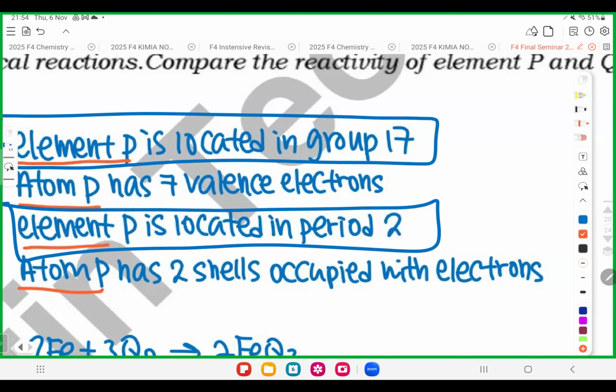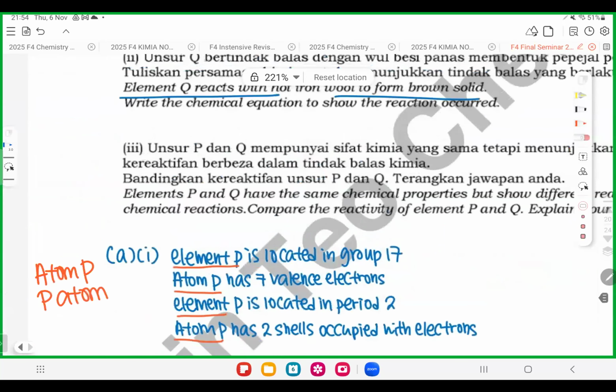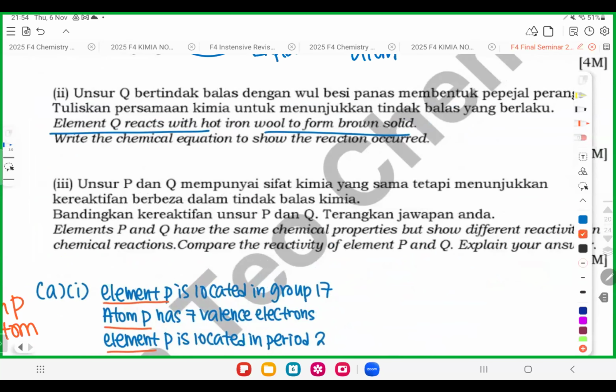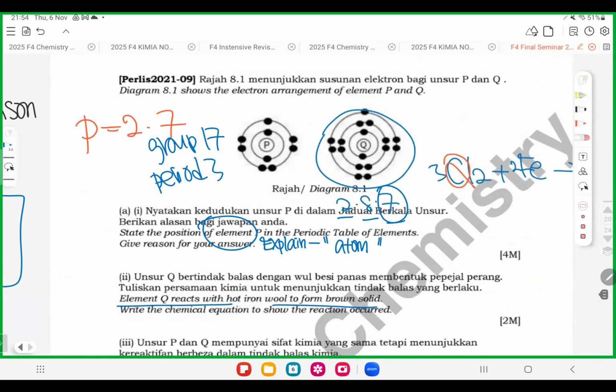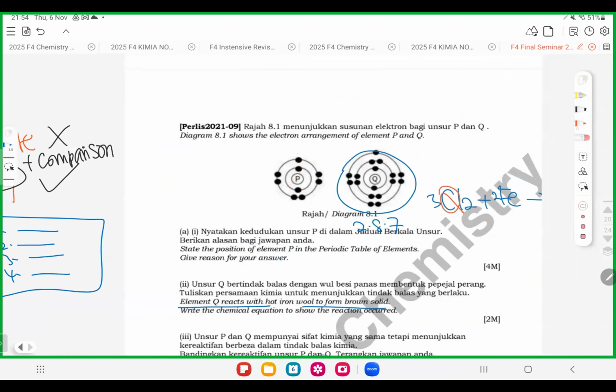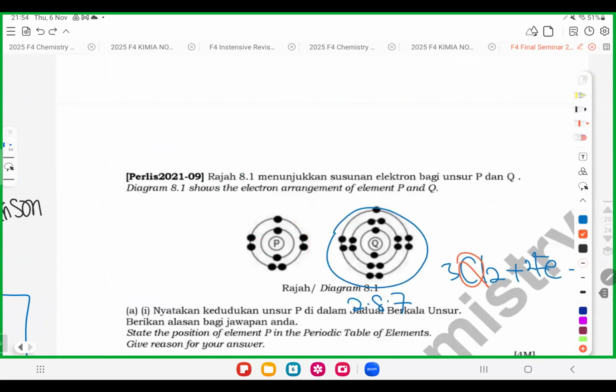All right? Okay, show you one more question. You see here? Look at here. Element P and Q, they have same chemical properties, but they have different reactivity in chemical reaction. Compare the reactivity for element P and Q. Explain your answer, 4 marks. Okay. So everyone, 1 minute revision. What is this? So substance P is 2.7. Substance Q is 287, isn't it? So they are all group 17, right? They all belong to group 17.